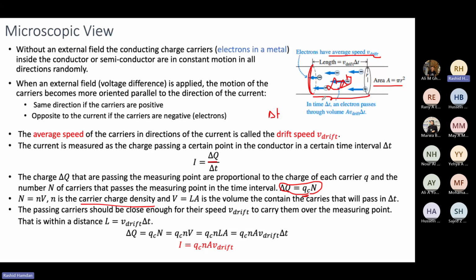So n, the small n, is the density of these free particles. So the number of charges that are going to pass in this time interval is the charge density, or carrier density, times whatever volume that I assume contains these charges that are going to pass. The volume is the length that I was talking about, v_d times delta t, my time interval, multiplied by the cross-sectional area, which is pi r squared.